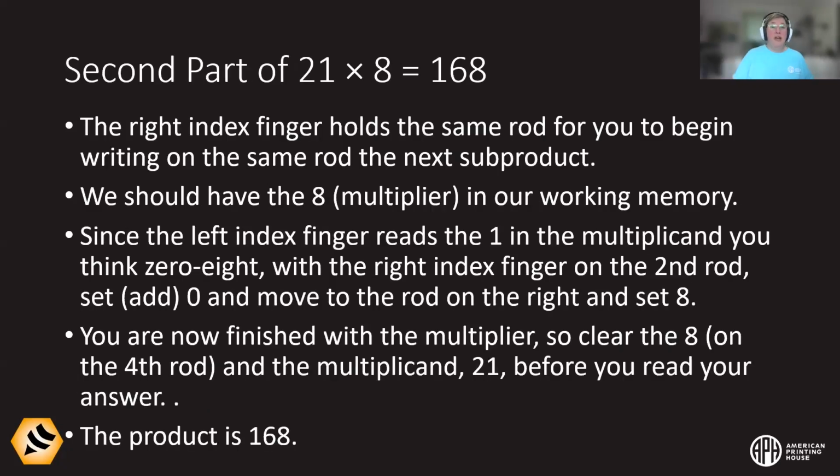With the right index finger holding that same rod, we have that 8 in our working memory. Our left index finger then moves off the 2 into the 1 and says 8 times what again? 8 times 1. We think 0, 8. Where our right index finger is waiting, we set a 0, or you tap the rod. Then move to the right and set the 8. Our left finger doesn't feel any more numbers, so we're done with the 8 of the multiplier. We go back and clear it and clear the 21 and get our answer.